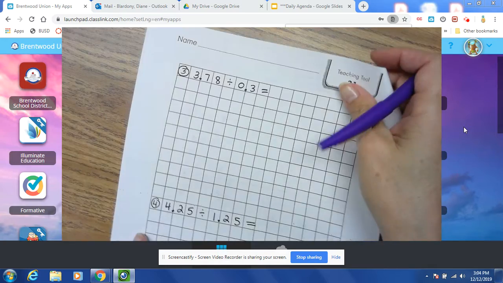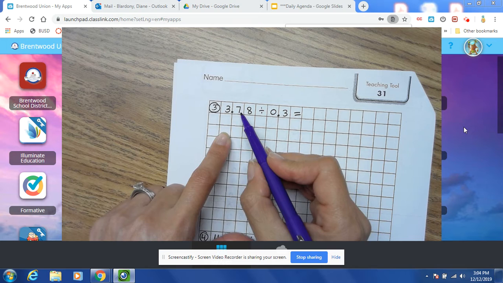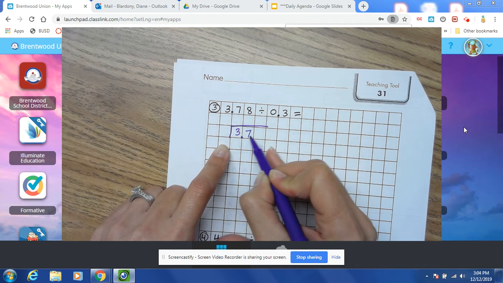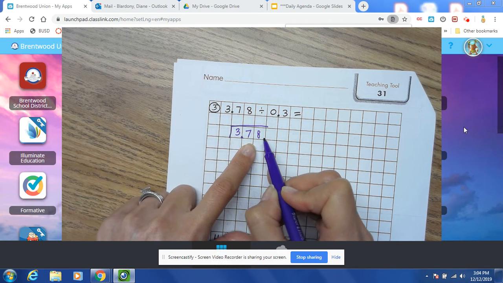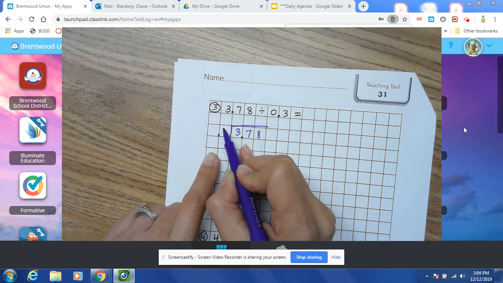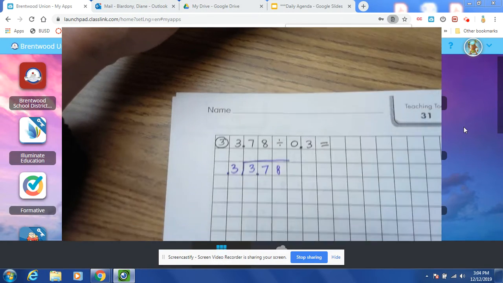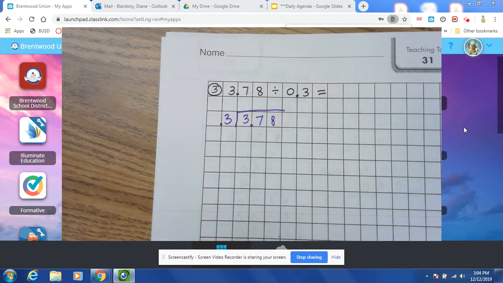All right, problem number 3 is division. So I'm going to set this up. First number goes in the house, right? And I'm going to make sure I copy this correctly. 3.78, divided by 0.3. Now, I can't solve this problem until I get rid of the decimal, right? And so I'm going to create an equivalent expression, okay?